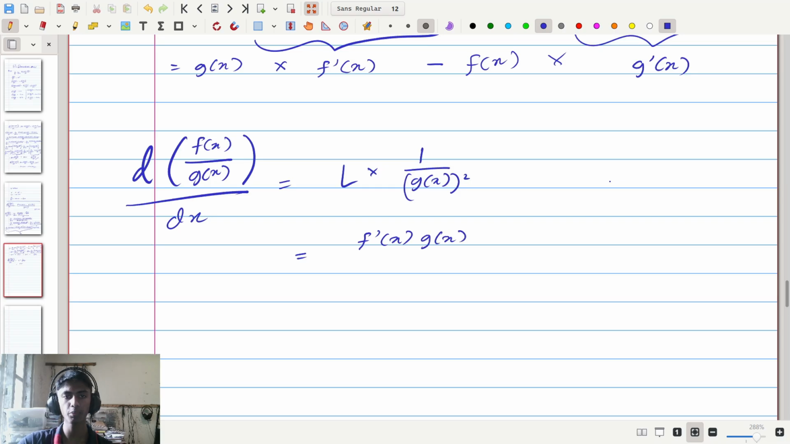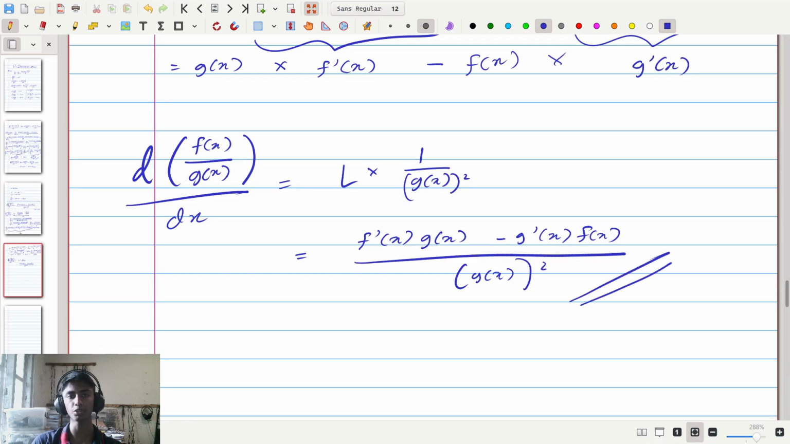I'm writing it like this because this is a common way to note it. f prime x g(x) minus g prime x f(x) divided by g(x) squared. So here we have 1 over g of x squared. This is the quotient rule. And now we have proven the quotient rule.